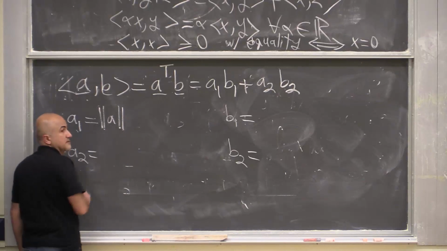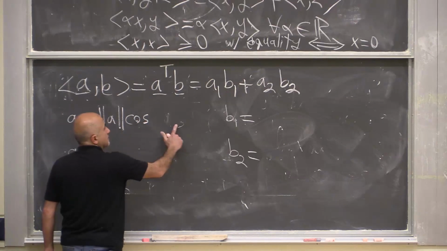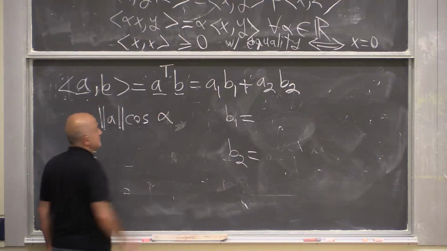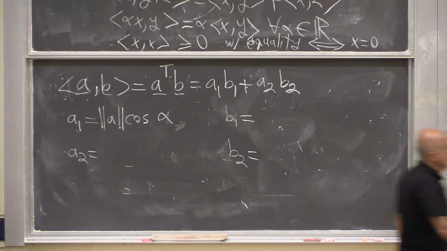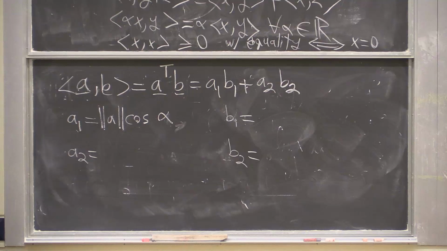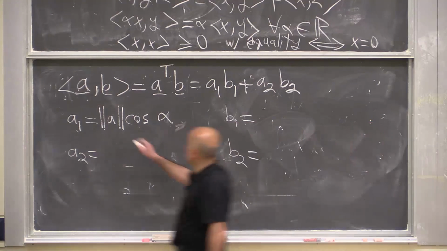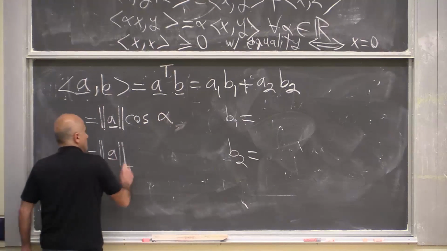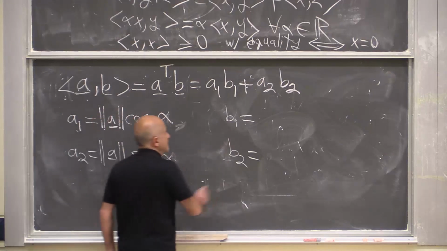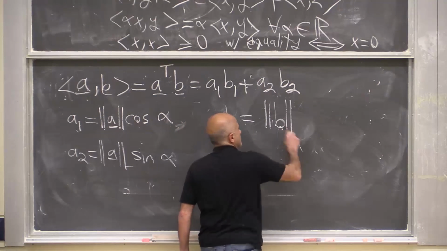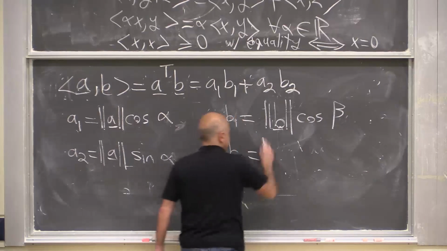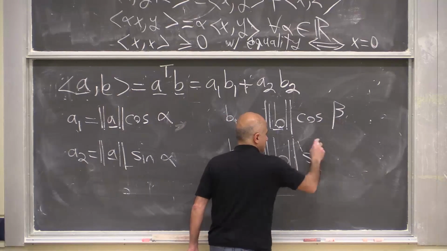Magnitude of A cosine alpha. So this is like maybe even middle school geometry, right? You've got a triangle, and this side is the length of this side times the cosine of the angle alpha. And what about A2, Bill? Sine of alpha. And this one? Cosine beta. And magnitude of B, sine beta.